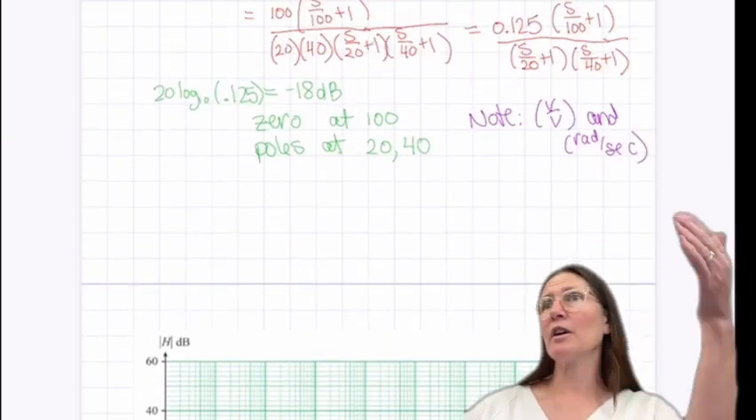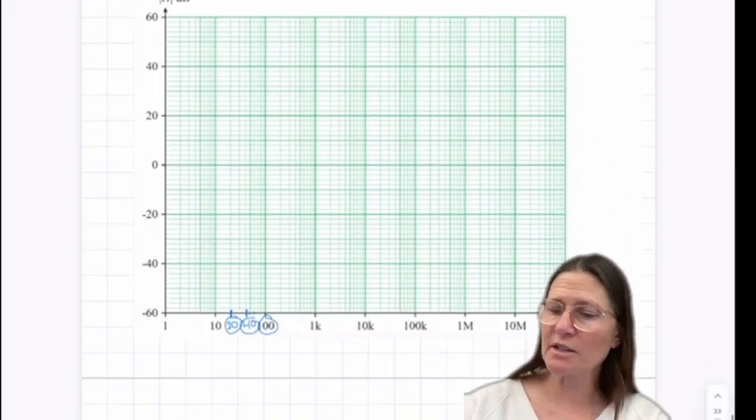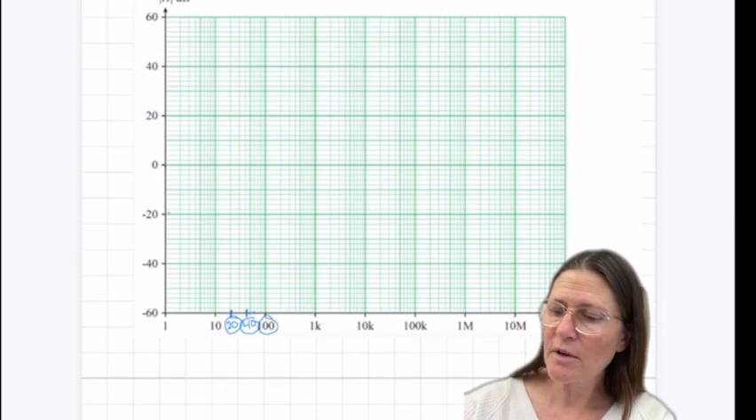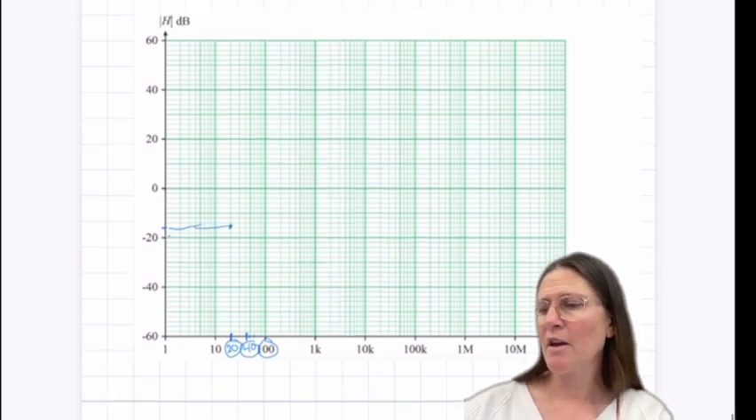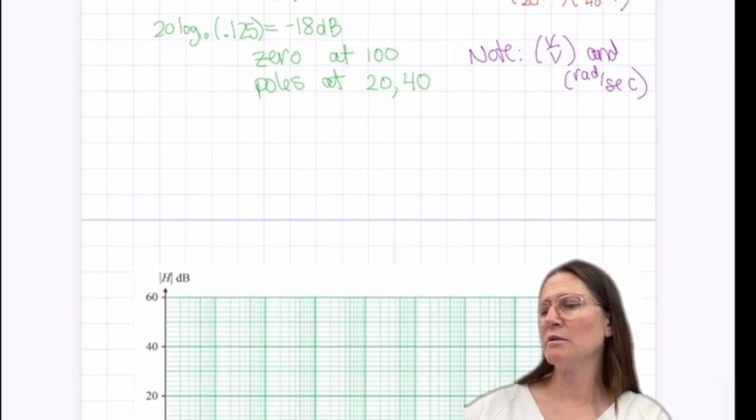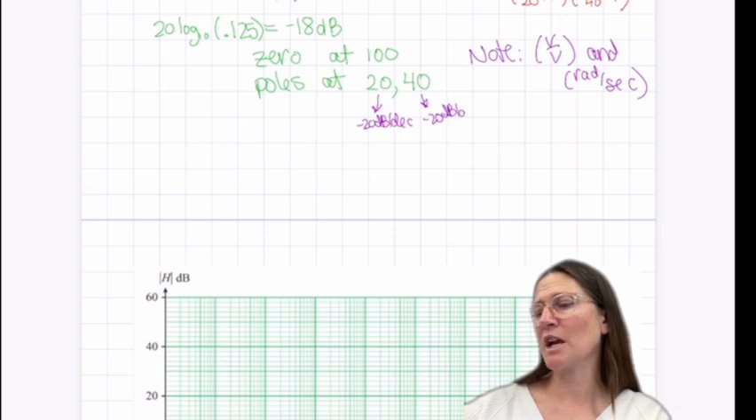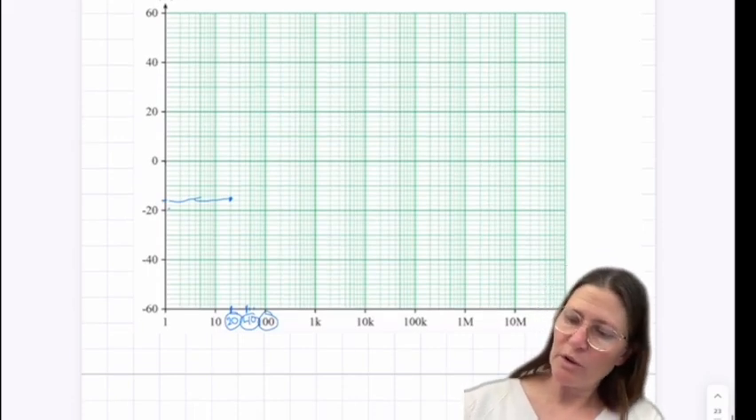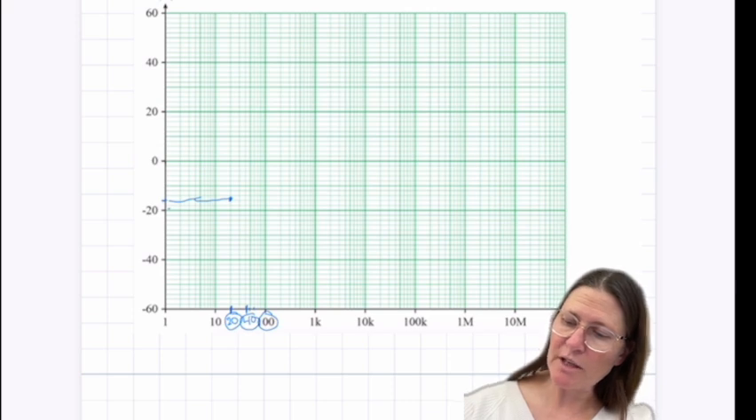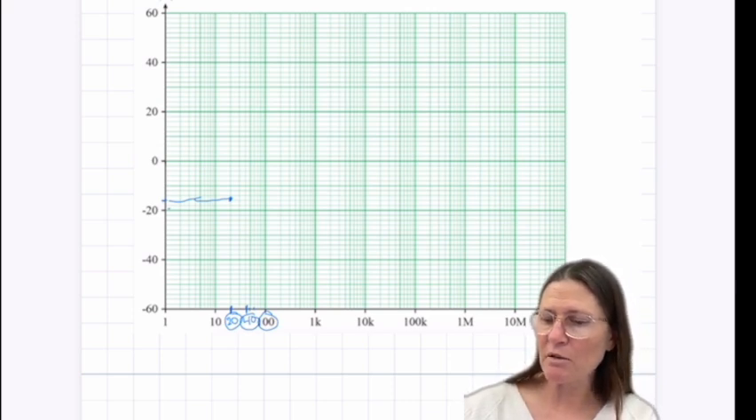I'm going to have a flat line at minus 18 dB until I reach the first one. And then what happens at 20? It goes down by 20 dB per decade. At 40, it's going to go down by another 20 dB per decade. And then it will go up at 20 dB per decade at 100. So this would go down by 20. So the next decade would be here.